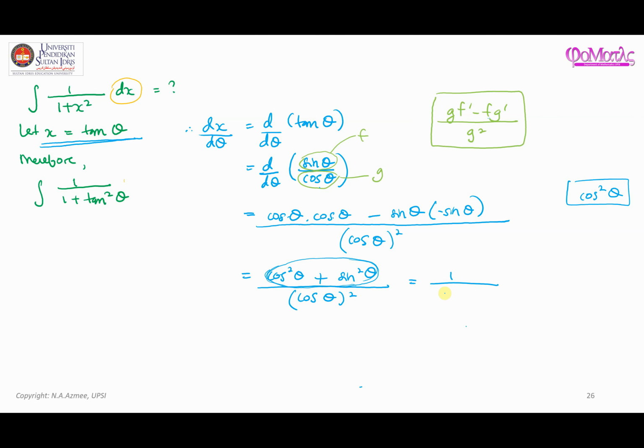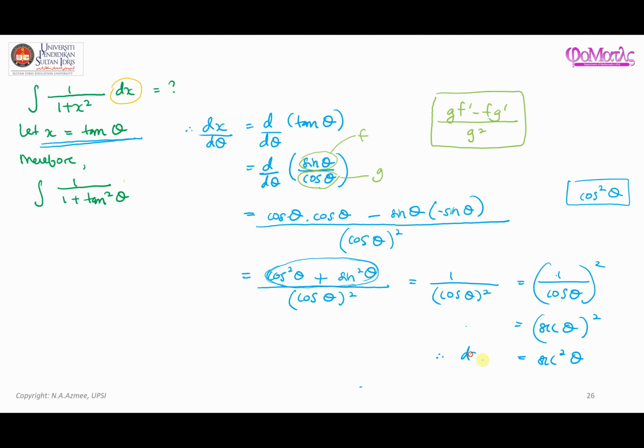So this is 1 over cosine theta squared, and this is equal to 1 over cosine theta, you square it. This is the same thing. And we know that 1 over cosine of theta is secant of theta. So this is secant of theta squared, or you can also write it in the form secant squared theta. So that's the result here when you differentiate tangent theta.